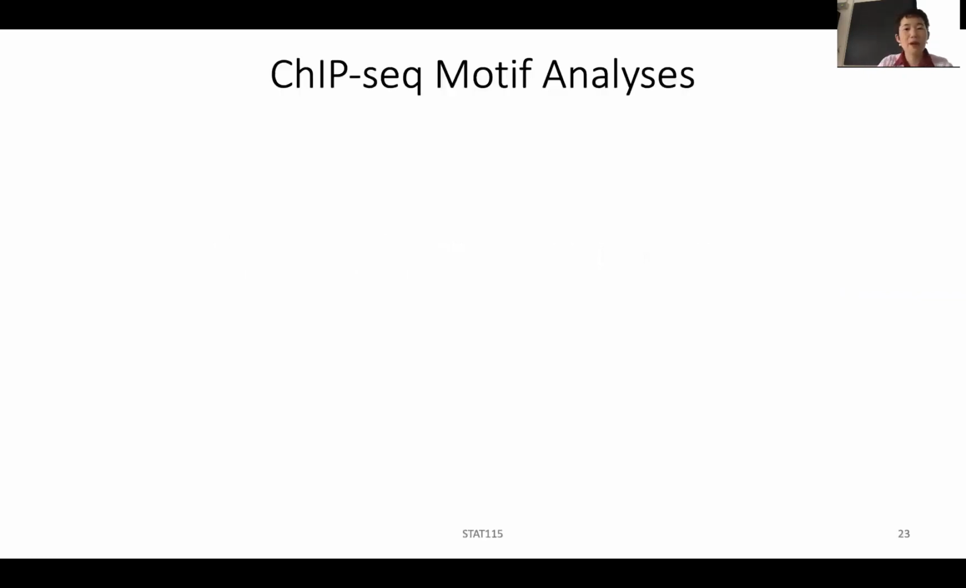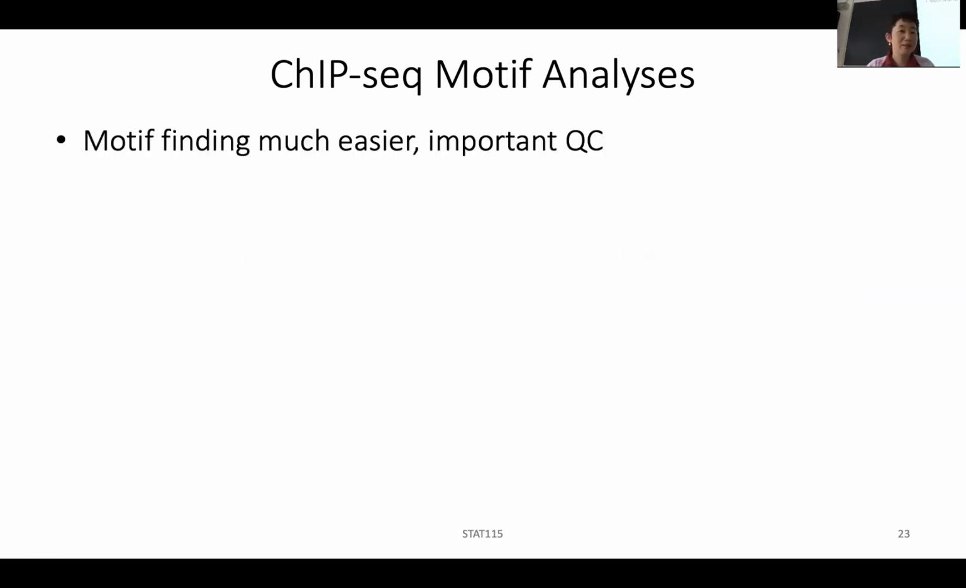So, ChIP-seq downstream analysis. The reason people do ChIP-seq is they want to know what this transcription factor binds to, and what it does, right? There are a number of interesting things you want to do. The first is to look for a motif. In fact, with ChIP-seq, motif analysis is much easier. It's also a very important QC. You can run MEME, or you can run other methods.